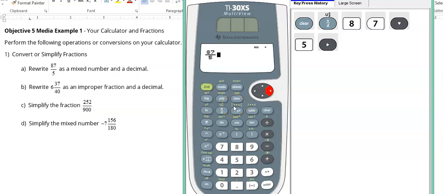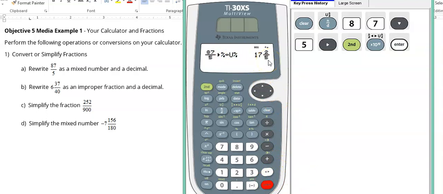If you give this a single fraction, this one's improper because the numerator is larger than the denominator, it'll convert it to a mixed number. So I'm going to hit second and this button. That's kind of hard to read, but that says ND toggle UND. I hit enter, and then you have your mixed number.